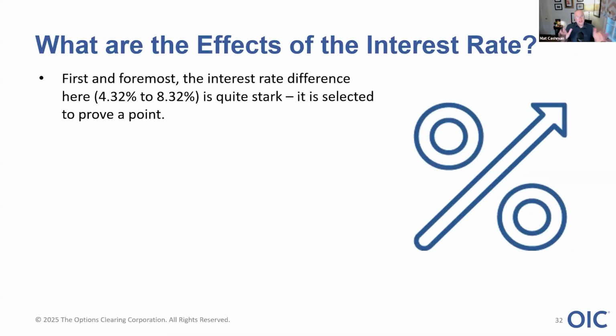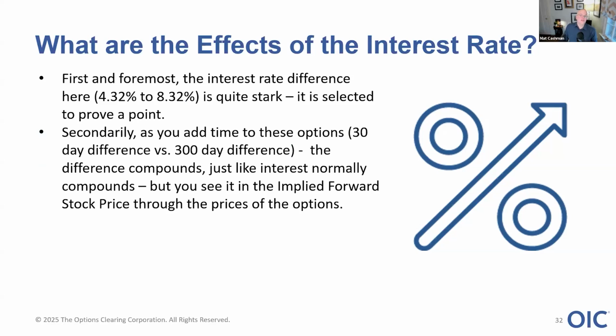First and foremost, the reason I chose those two interest rates is it's a big spread. I'm trying to drive the point home. 4.32 versus 8.32. Obviously, it's a big spread. But secondarily, as you add time, it becomes compound. Just like 100 grand in a savings account compounds the interest over time as well.